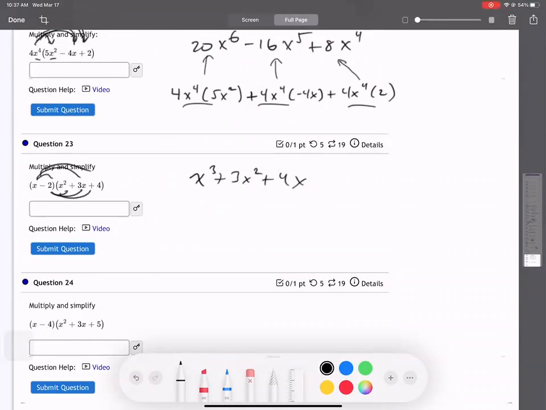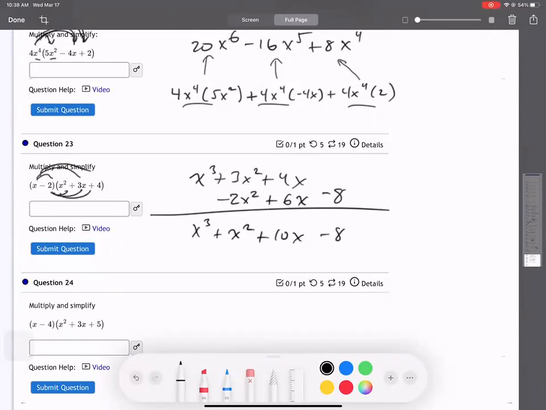I multiply everyone by x, x, x. Then I'm going to multiply everyone by negative 2. And please, I need you guys to write it this way. Write the like term on the bottom, negative 2x squared plus negative 2 times 3 is negative 6x. And negative 2 times 4 is negative 8. So x cubed plus x squared plus 10x minus 8, because all like terms are all lined up good to go.